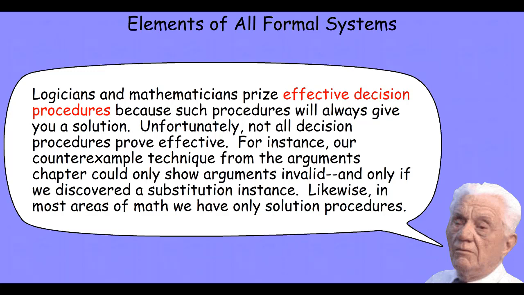So for instance, our counterexample technique from the arguments chapter could show that arguments were invalid, but it could only show that arguments were invalid. It couldn't show that they were valid, and it could only show these arguments to be invalid if we discovered a substitution instance that revealed the premises to be clearly and obviously true and the conclusion to be clearly and obviously false. Likewise, in most areas of mathematics, we only have solution procedures. We don't have effective decision procedures.